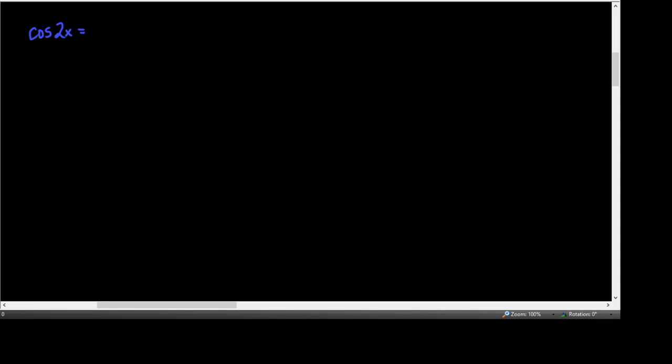Like in this one, we have different angles. They're both cosine, but one's cosine of 2x, the other one is cosine of x. And if those don't agree, we can't, on the face of it, solve this equation by getting equal to 0 and factoring or something. So let's talk about what we can do.